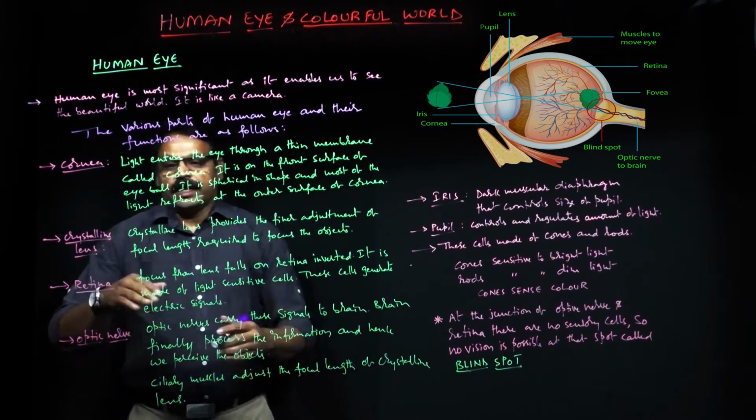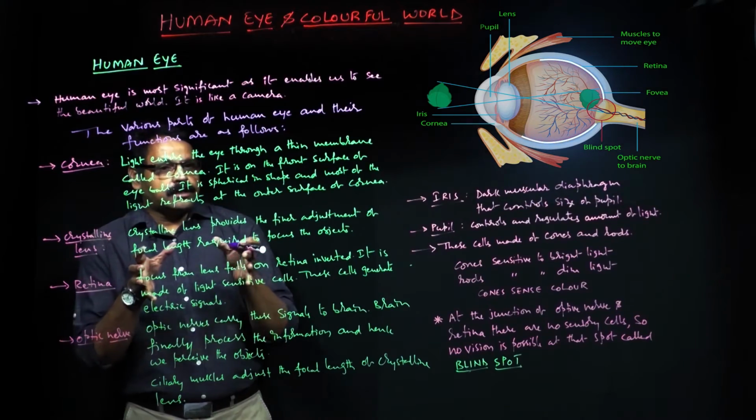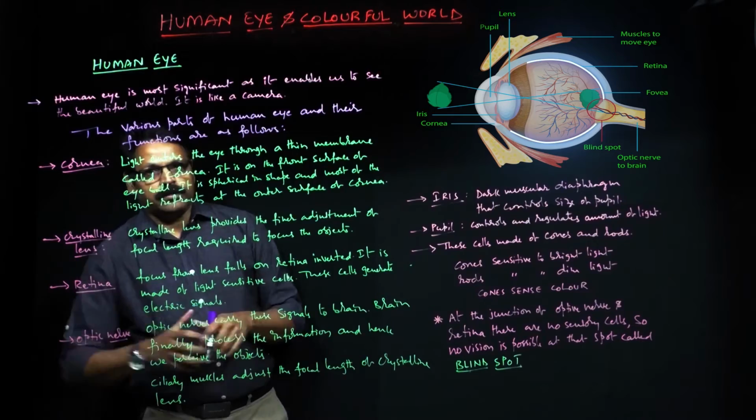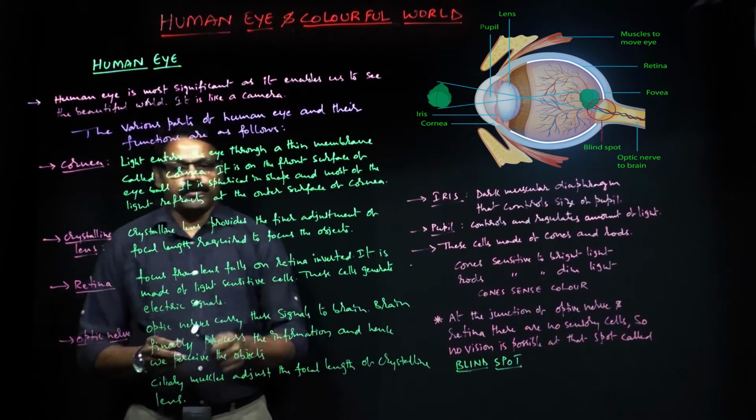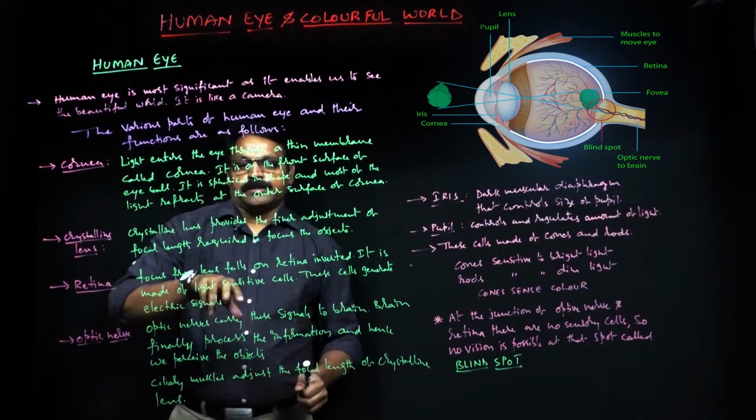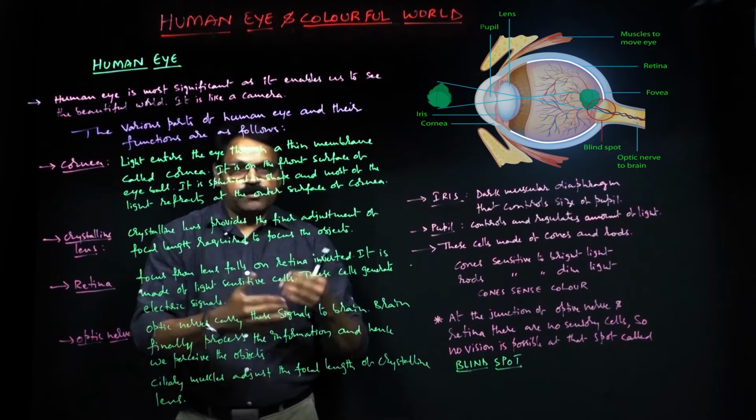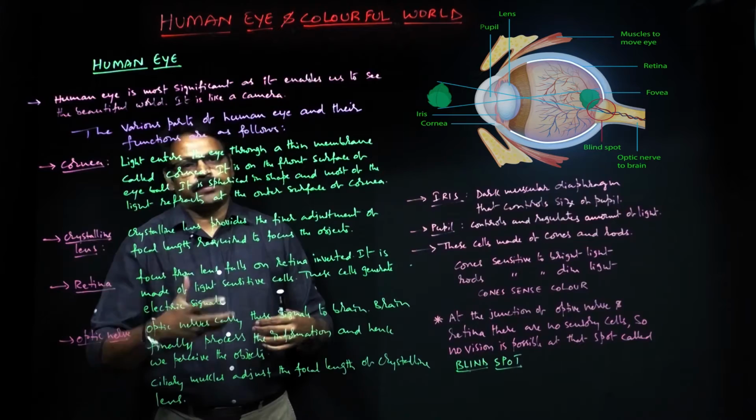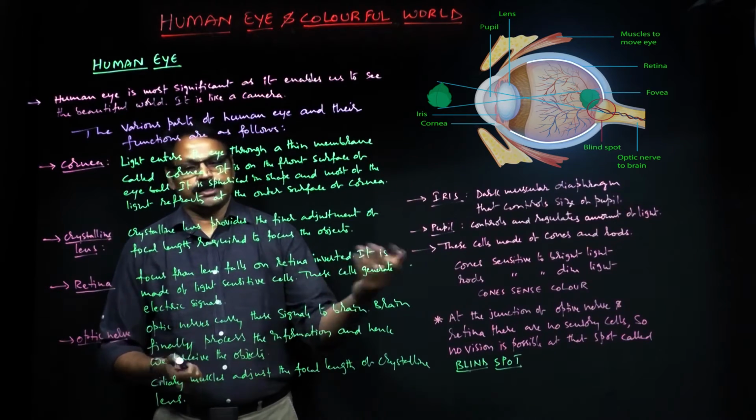Now the next one is the retina. This is the crucial part. This is an important part of our human eye. Retina cannot be replaced. So here focus from the lens falls on the retina, which is inverted of course, and then your brain can interpret it so as to get the real image.